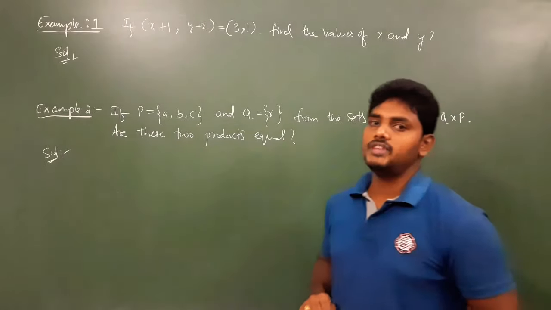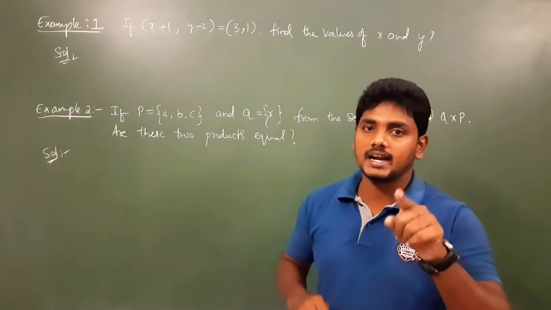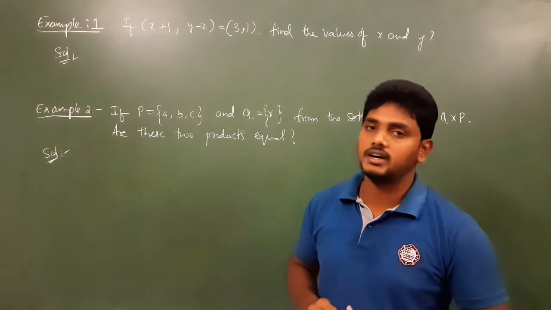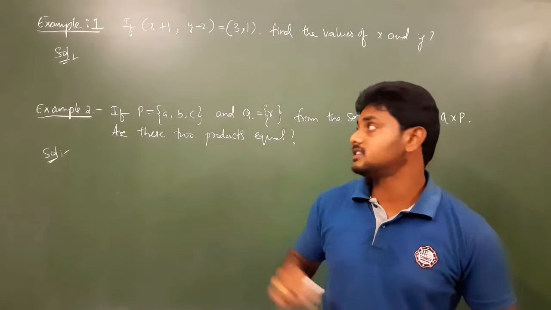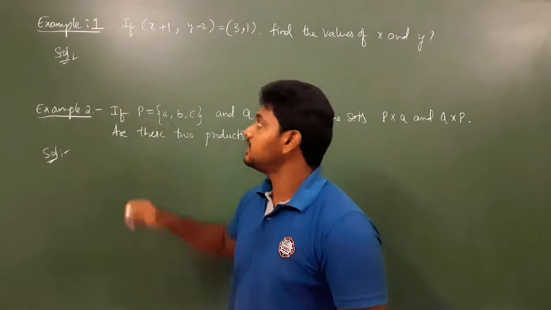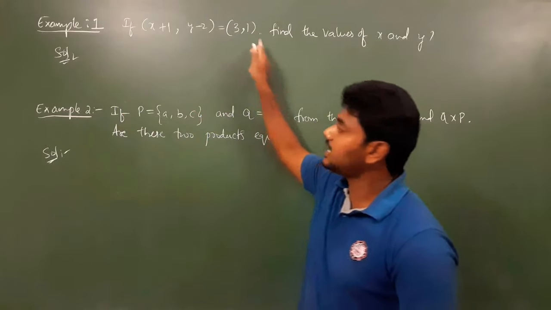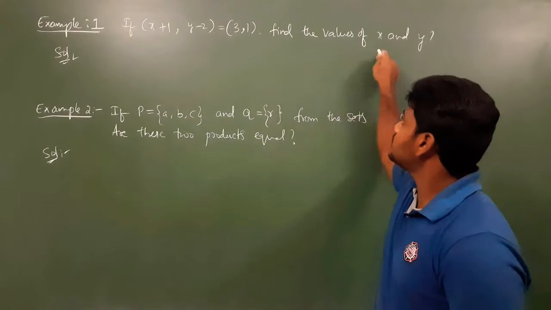So let us do some of the examples which are given in your class 11 textbook, NCERT first PUC textbook, chapter 2, that is relations and functions. Example number 1. If (x plus 1, y minus 2) is equal to the ordered pair (3, 1), find the values of x and y.